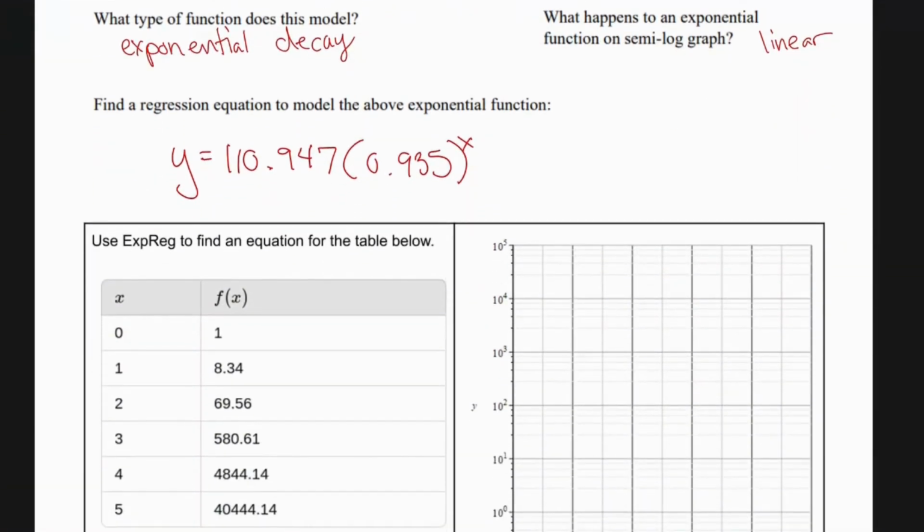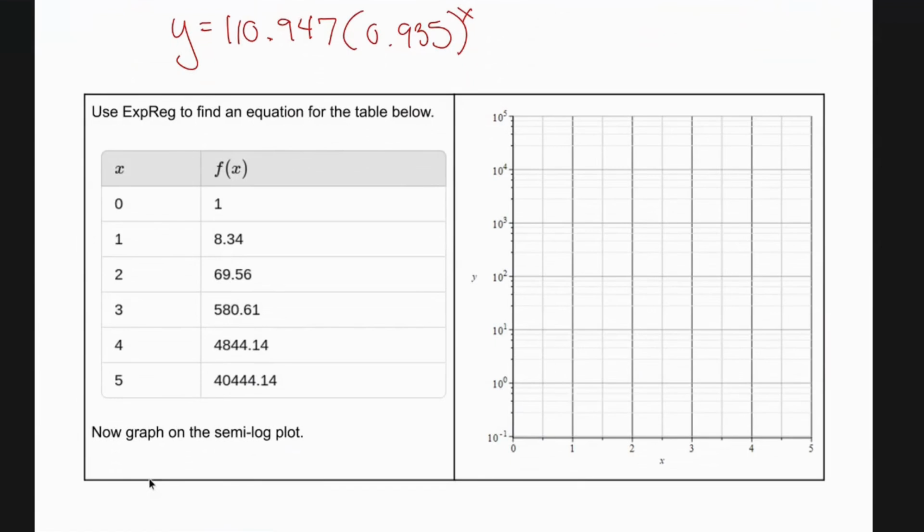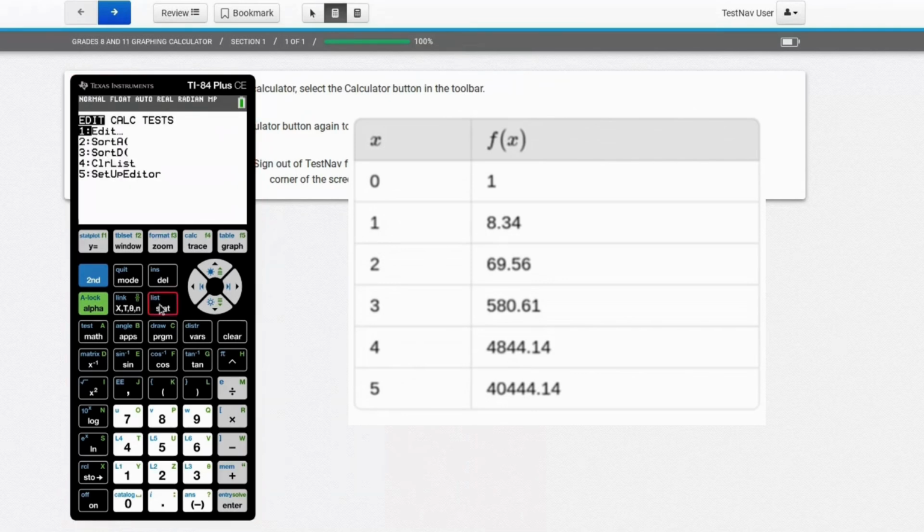Looks like we're jumping right to exponential regression again, and then we're going to graph it on a semi-log plot. So let's go in order the way they want us to do it. All right. Stat, edit, 0, 1, 2, 3, 4, 5. Let's go over here. We've got 1, 8.34, 69.56, 580.56, 4844.14, and 40444.14.